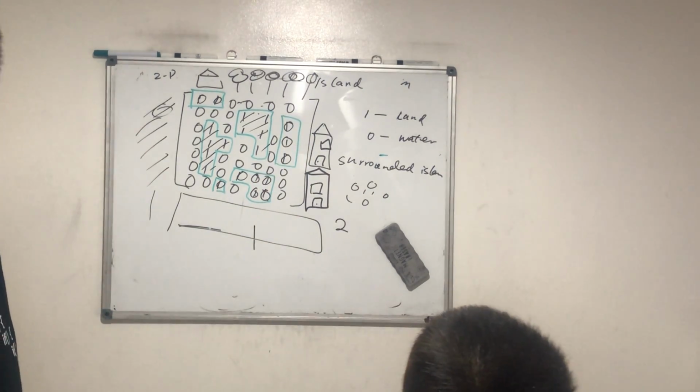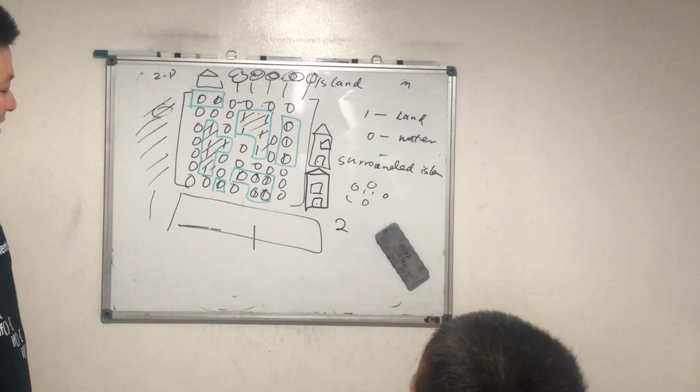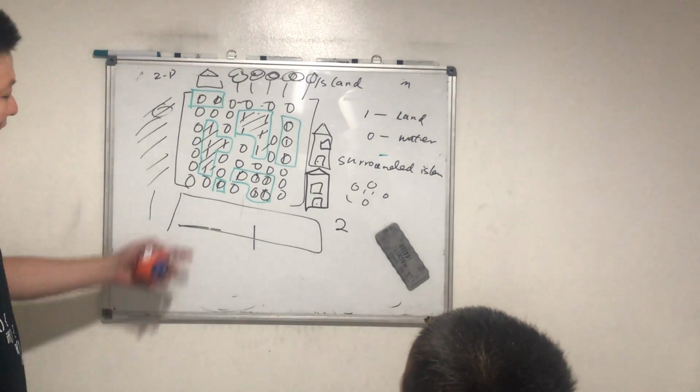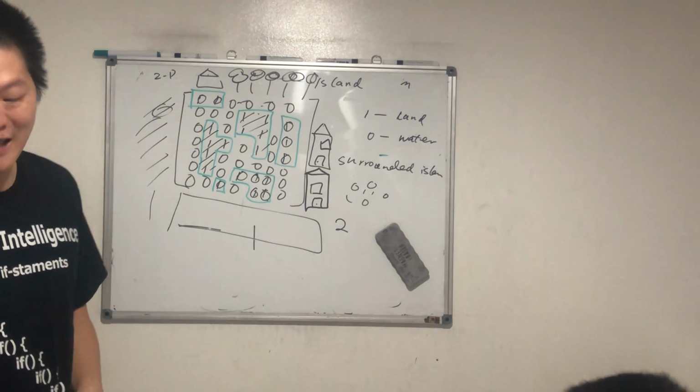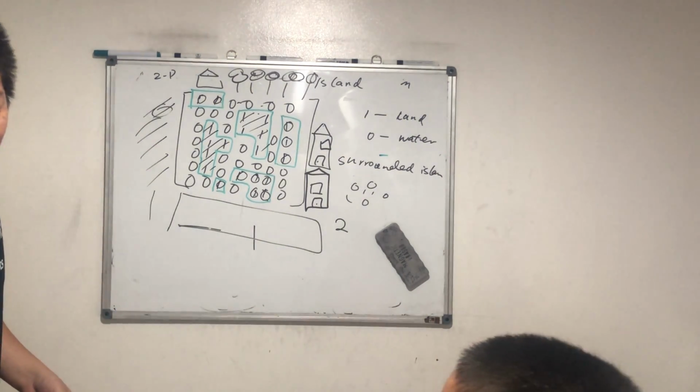So what's next? All of the border-connected islands are now zeros. And then we just go through the remaining ones and count the rest. Do you get this?